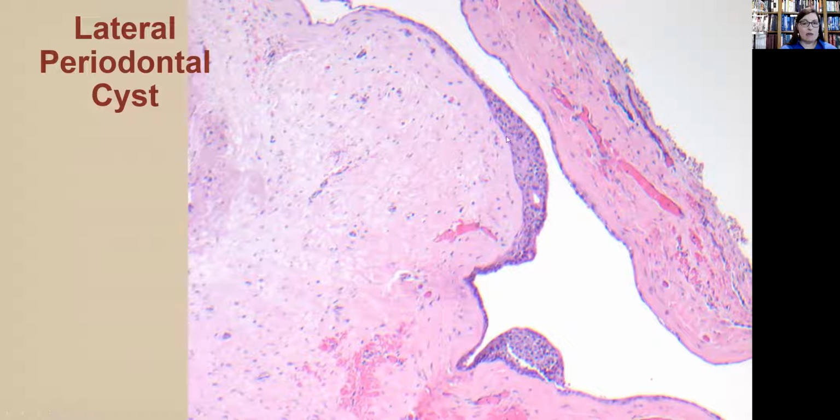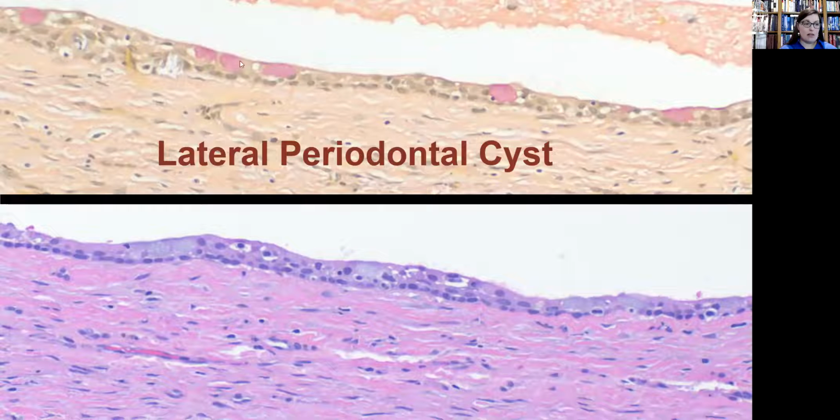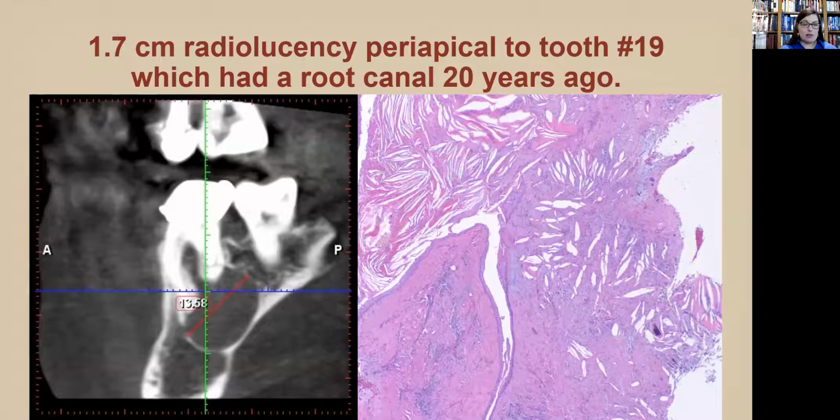And again, this is most common in the mandibular canine premolar area, which is where we see about 70% of these. So using a mucicarmine here, we highlight our mucus cells within this particular cyst. Another cyst that we can see mucus cells in is our periapical cyst.